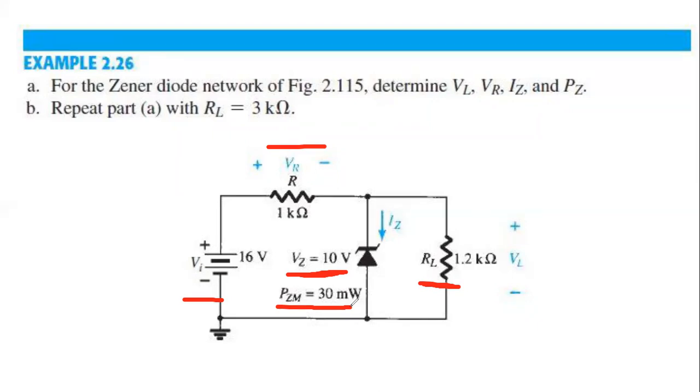You need to find out the voltage across RL, the voltage across R, the current going through the Zener diode, and the power dissipated in the Zener diode. These four things you need to find out. So let's start our problem.